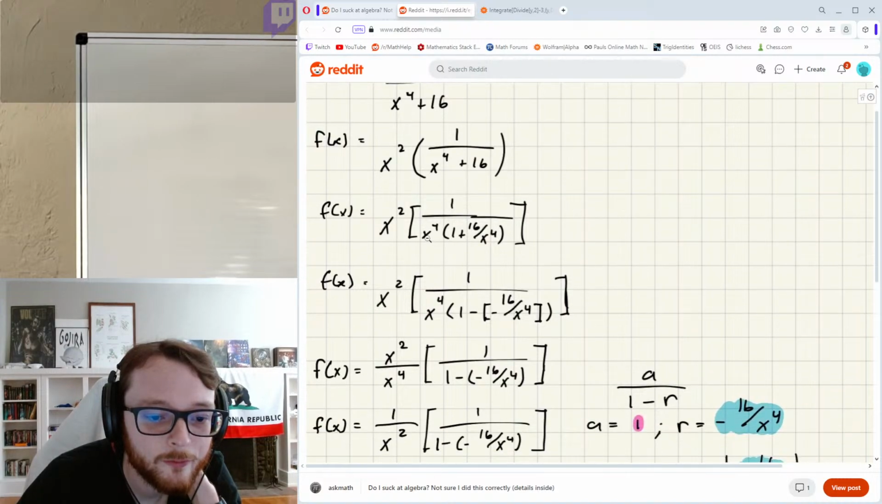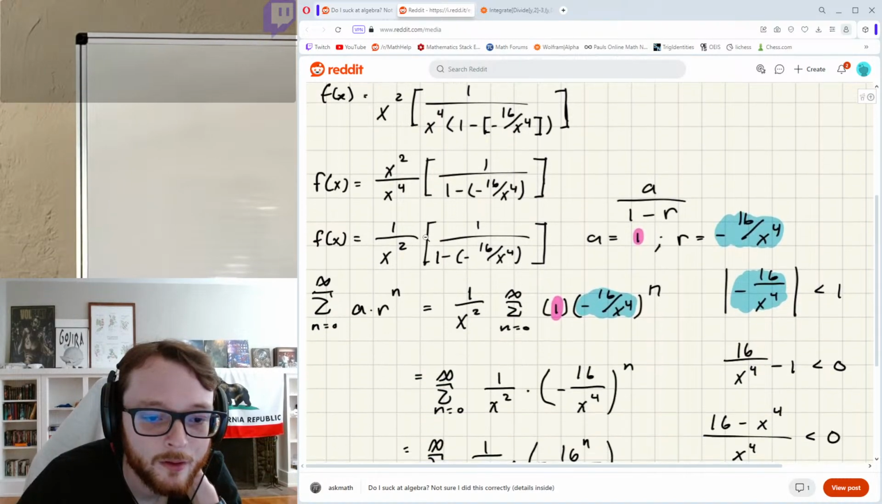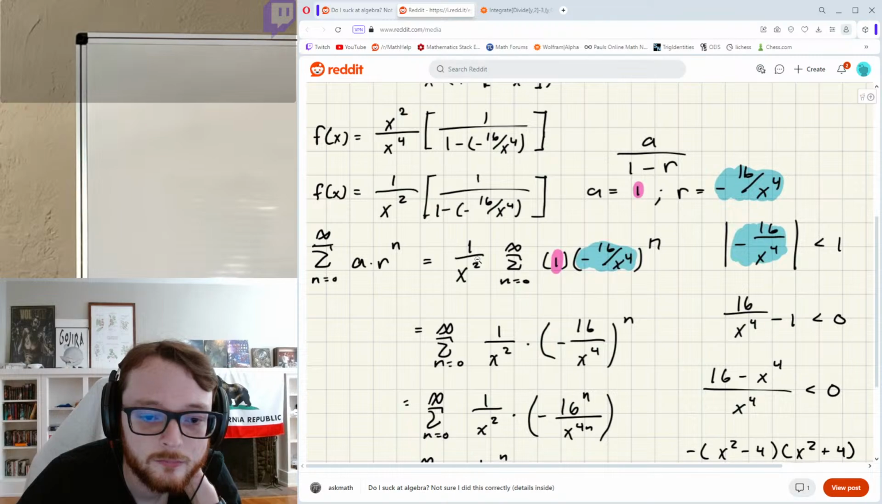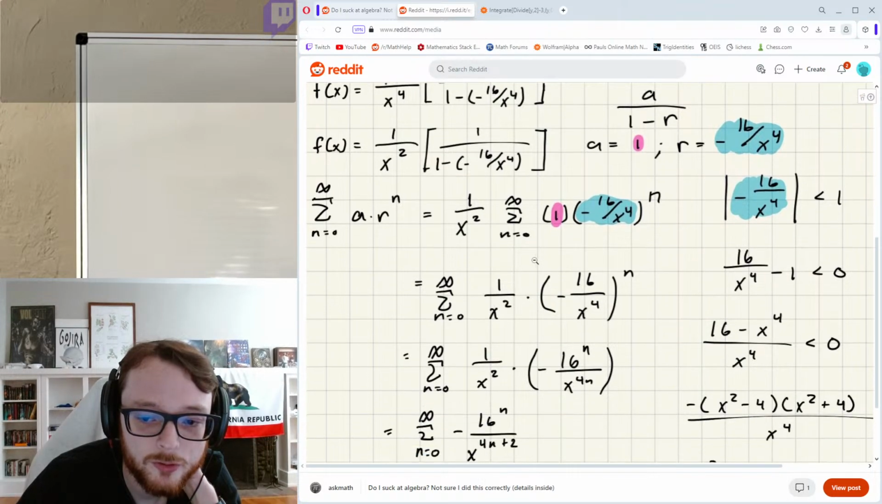Factor out the x to the fourth. So, yeah, if you want to call it a geometric series, your A would be 1 over x squared. R is minus 16 over x to the fourth. Oh, yeah, okay. I don't see an issue with this.